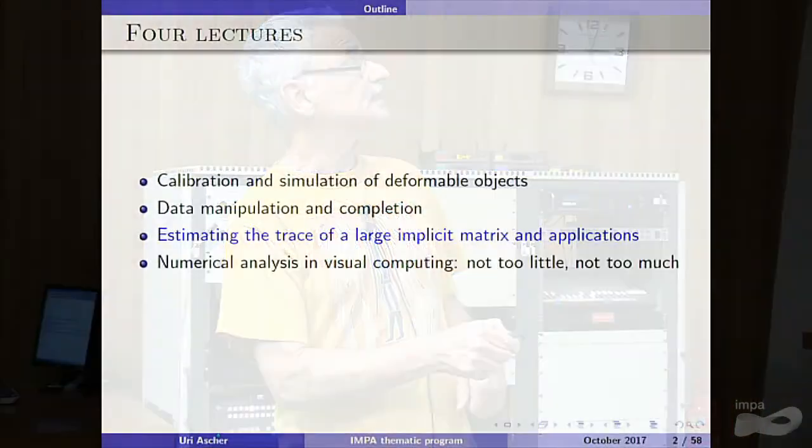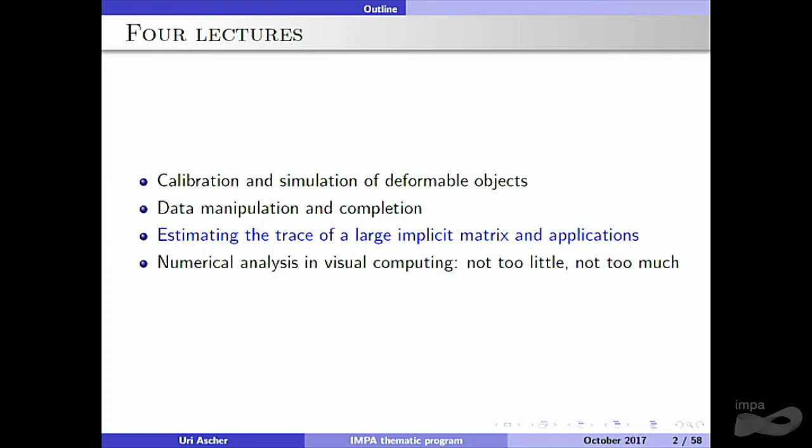will continue the last example of data completion that I discussed last Thursday, but there will be no data completion. It's just that the example or the application that I discussed is the same, but without data completion. Specifically, this would lead us to discussing the estimation of the trace of a large implicit matrix. And the applications would be related to what those of us who have been here last Thursday have seen then.